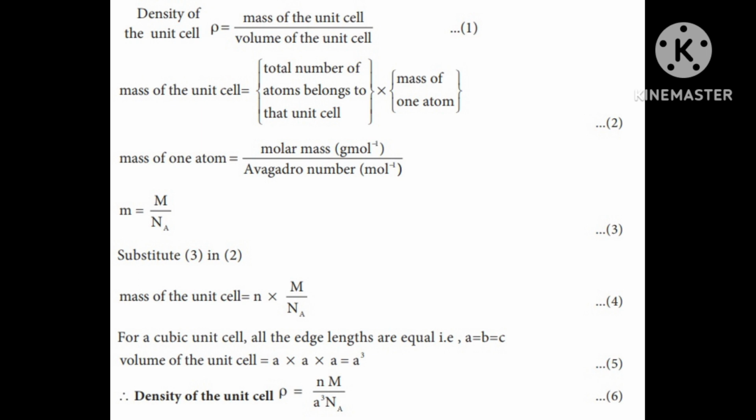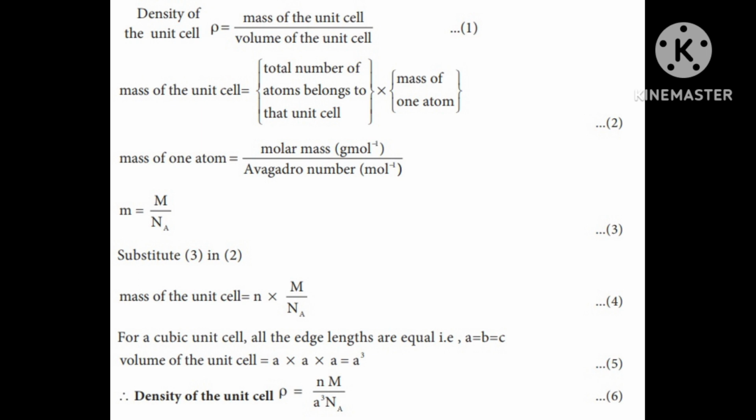Then if you want to put the value of the small m, how? Small m is capital M, the molecular mass, divided by N, the Avogadro number. That value you put here in the place of the small m. Then you will get Z into capital M divided by a cubed into N.